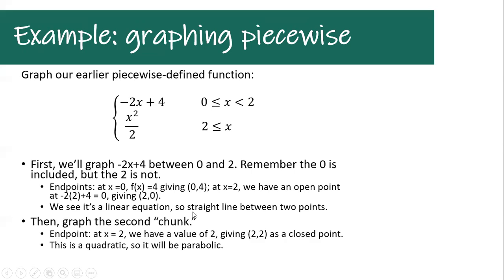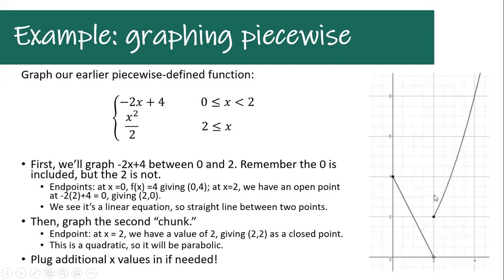Now, if we want to graph the second chunk, we're going to have our endpoint at x equal to 2. And it's going to be a closed circle because the equals is included here. Plugging x equals 2 into here, we get 2. So our endpoint here is going to be (2, 2) as a closed point. Now we can see that this is going to be a parabola because it's a quadratic. You can plug extra points in as you need to get the full shape of the graph.